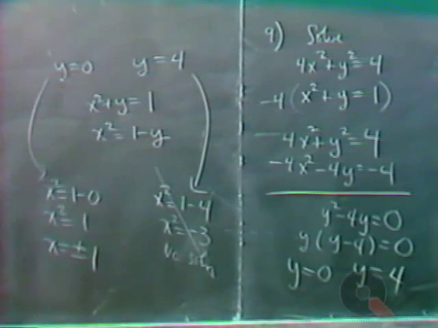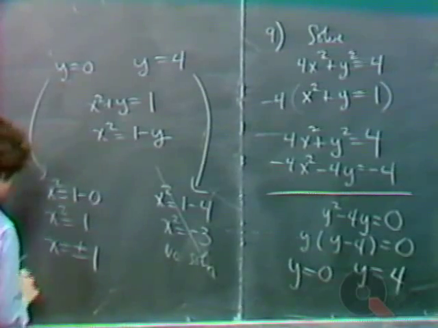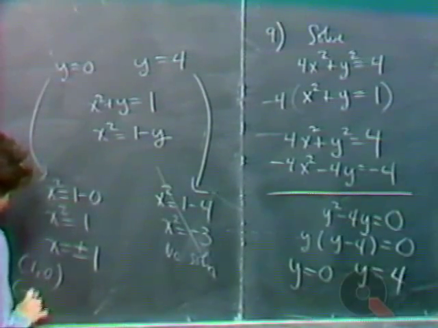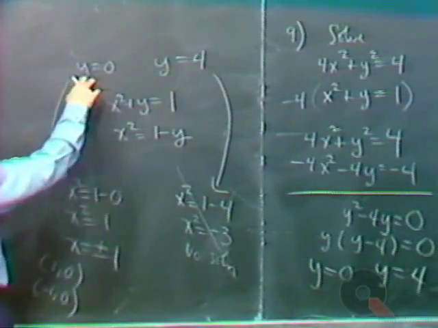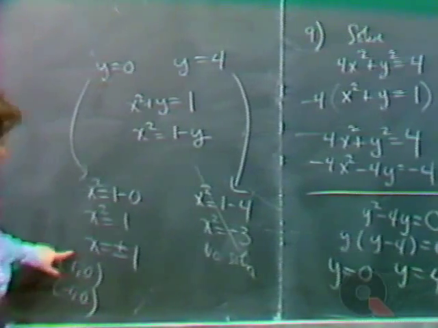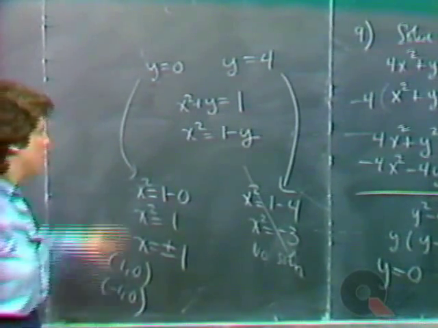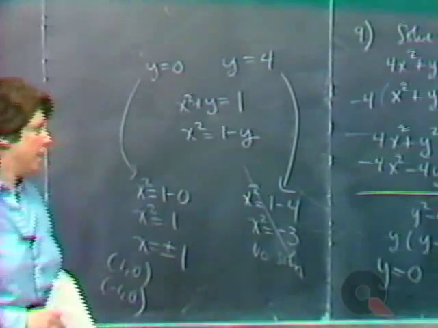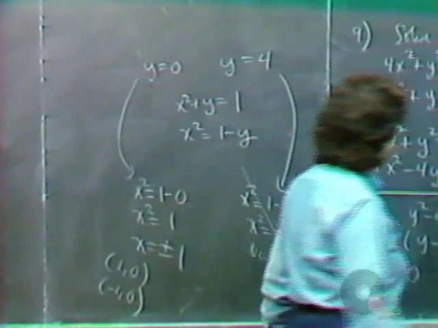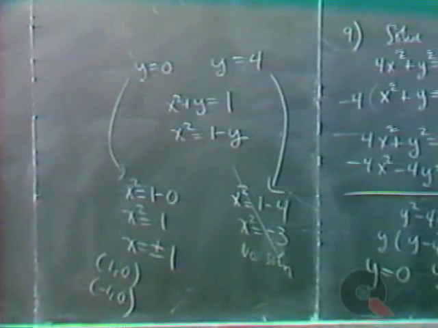So what are we left with? We're left with 2 points, 1, 0, and minus 1, 0. In other words, y is 0, and x can be either plus or minus 1. When y is 4, we were not able to solve for x. And if we make a sketch here, we can understand what's going on.